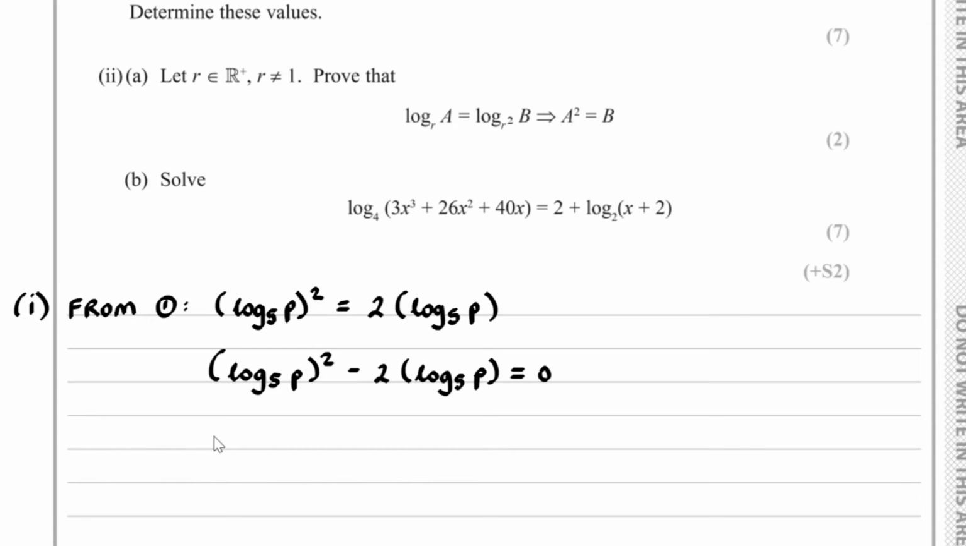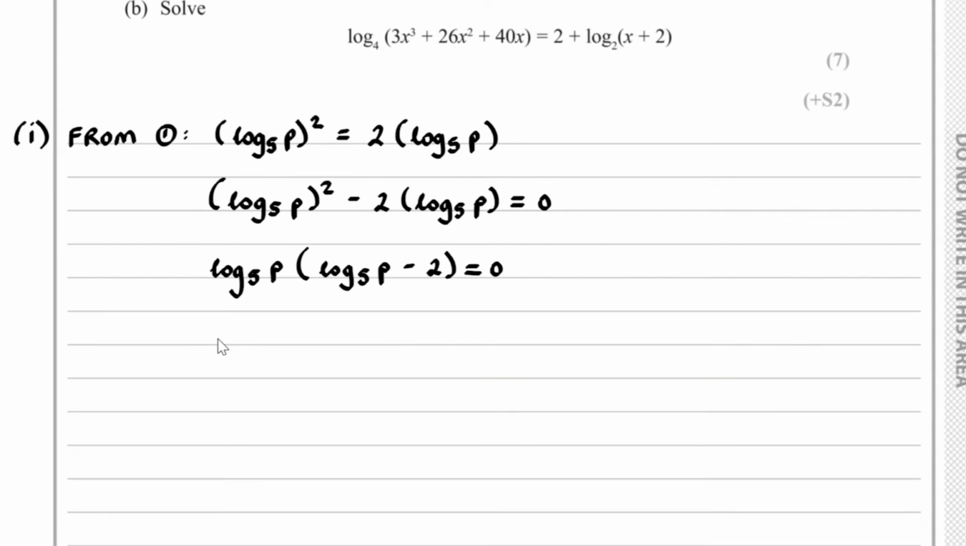Let's now factorize. So I've got log base 5 of p multiplied by log base 5 of p minus 2 equals 0. So either log base 5 of p equals 0, or we've got log base 5 of p equals 2, and from which we can see p is either equal to 1, that's 5 to the power of 0 equals p, or we've got p equals 5 squared, which is 25.